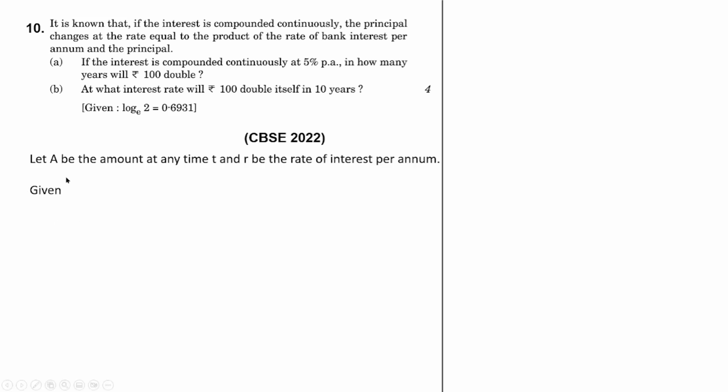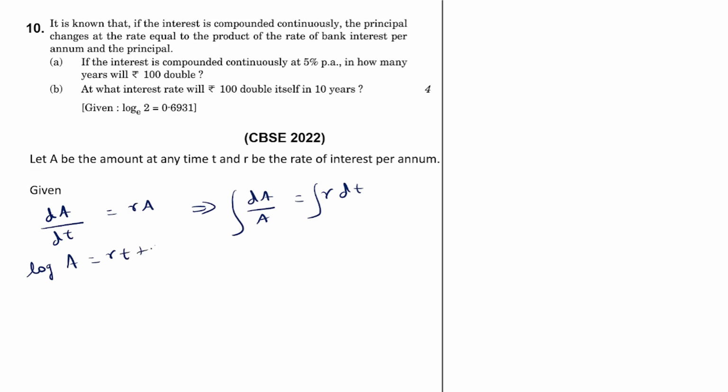So let us take, let A be the amount at any time t and R be the rate of interest per annum. Here it is given dA by dt equal to R into A. From this we have dA by A equal to R into dt. Let us integrate both sides. We get log A equal to Rt plus C, or we have A equal to e raised to Rt into e raised to C.